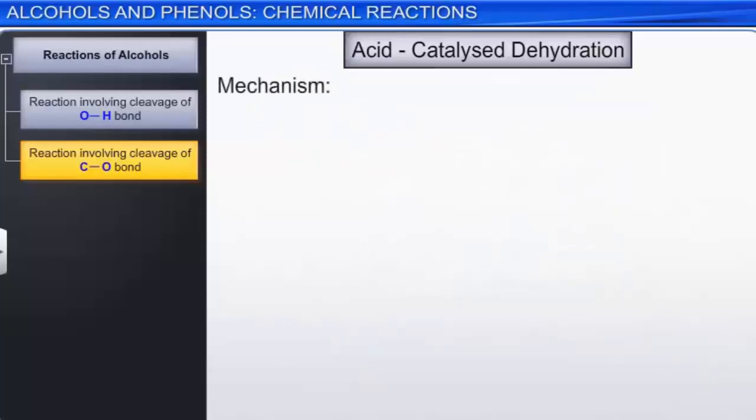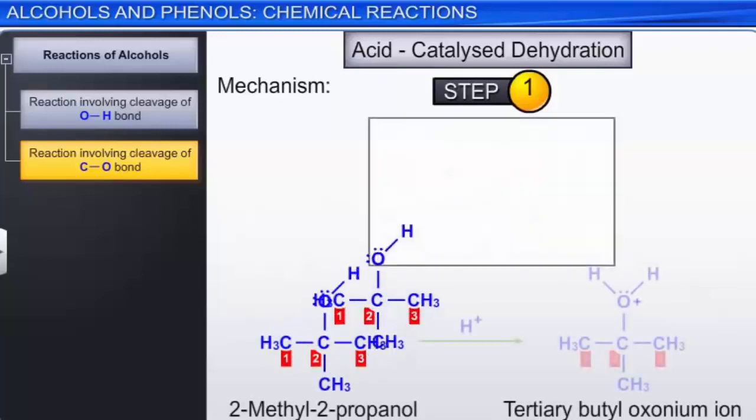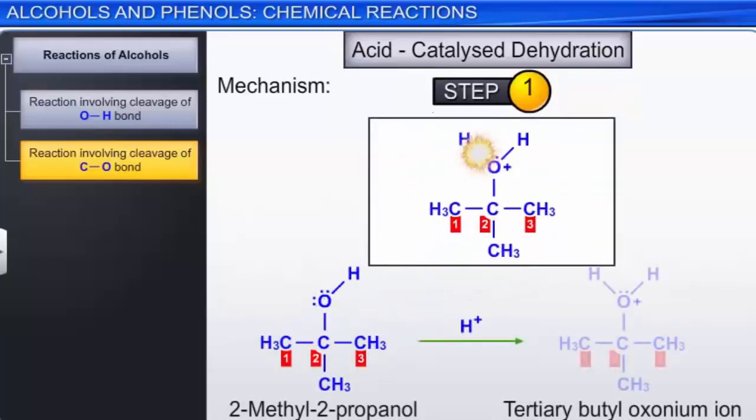It is very important to understand the mechanism involved in acid-catalyzed dehydration of alcohols. The proposed mechanism takes place in 3 steps. Step 1 involves the formation of a protonated alcohol, or an alkyl oxonium ion, called tertiary butyl oxonium ion. This step is a fast equilibrium.